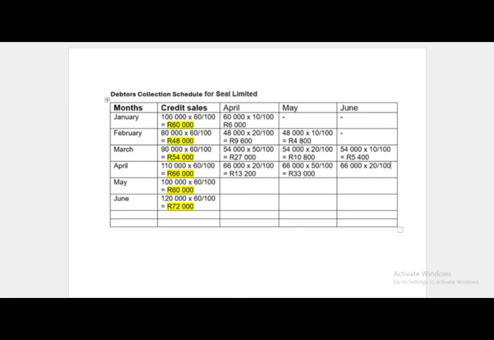Let's put that on the calculator and see how much. 66,000 multiplied by 20 divided by 100. I think I'm getting 13,200, which is the same as the first one.